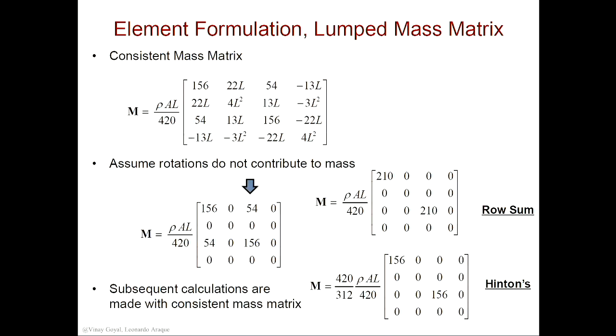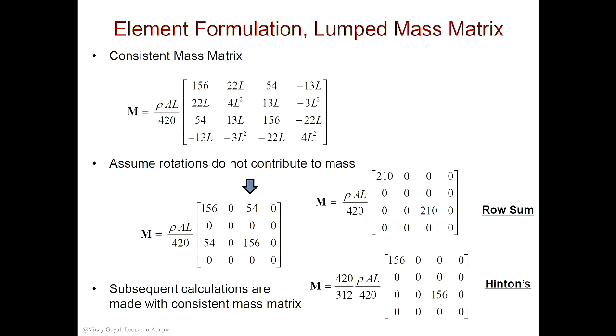Let's look at what the lumped mass matrix looks like for the Euler Bernoulli beam. A little bit different from the elastic bar. What is normally assumed for an Euler Bernoulli beam on a lumped mass system is that the rotations don't contribute to the mass. So they make those terms zero. They make this row zero, that column zero, and that gives me this mass matrix. That's what they do with a lumped mass system.